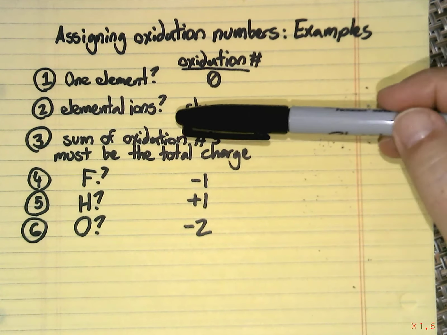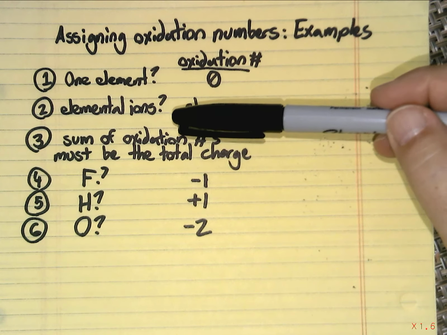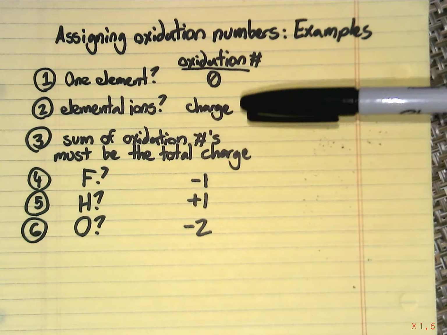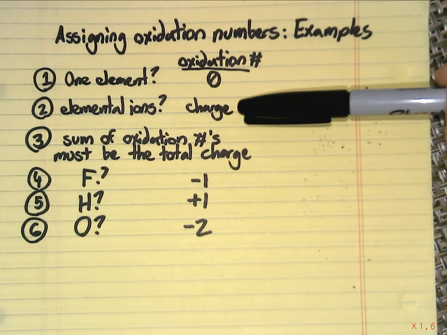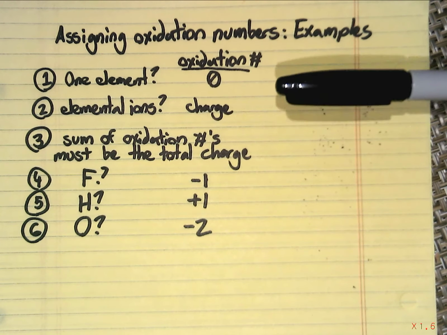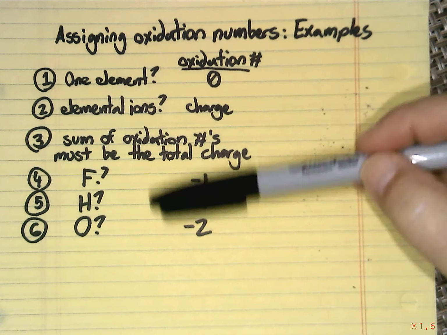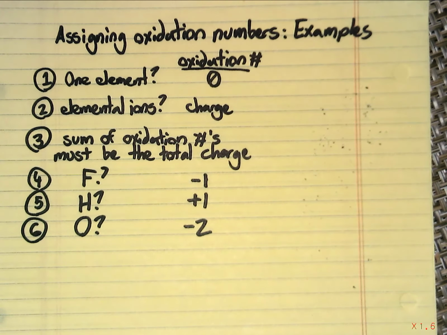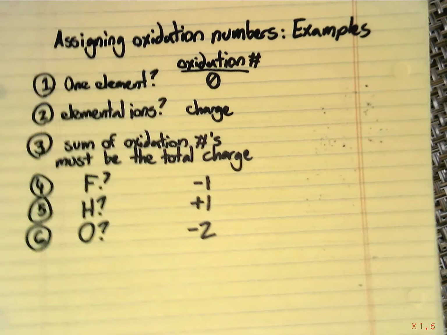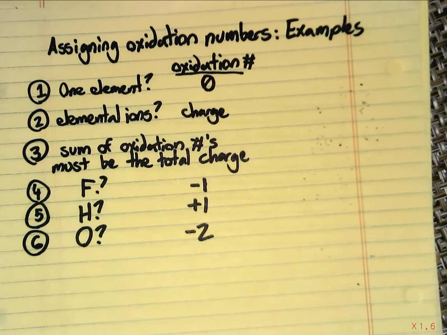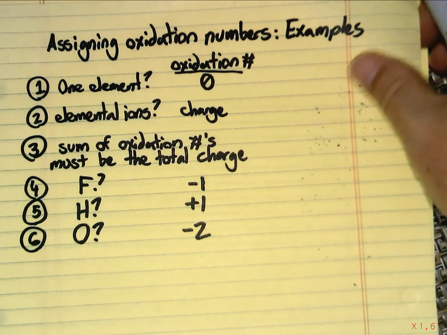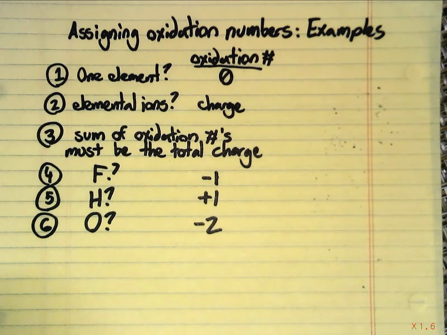Now, if you've got an ionic compound with elemental ions, those are ions that you can look up on the periodic table, then you can take the charge of those ions as the oxidation number. The other rules we'll talk about in the next video. Let's do some examples where you're using just rules 1 and 2 to keep things simple.